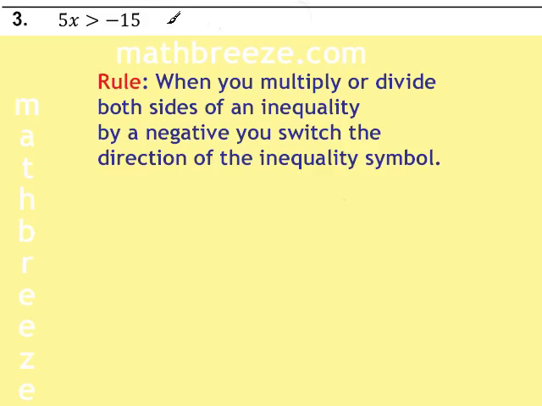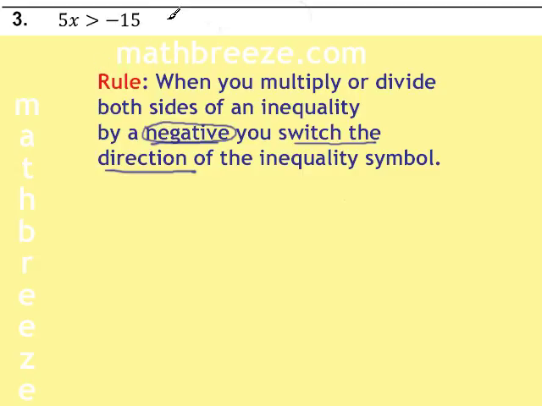In number 3, we have an inequality, and we want to solve for x. That is, we want to get x by itself on one side of the inequality symbol. So we're going to solve inequalities almost the same way we solved linear equations. That is, we're just going to isolate x using basic operations, adding the same thing to both sides, or subtracting the same number from both sides, or multiplying or dividing. But we have one extra rule, and here's the rule. When you multiply or divide both sides of an inequality by a negative, you switch the direction of the inequality symbol. That's only when we're multiplying or dividing by a negative.